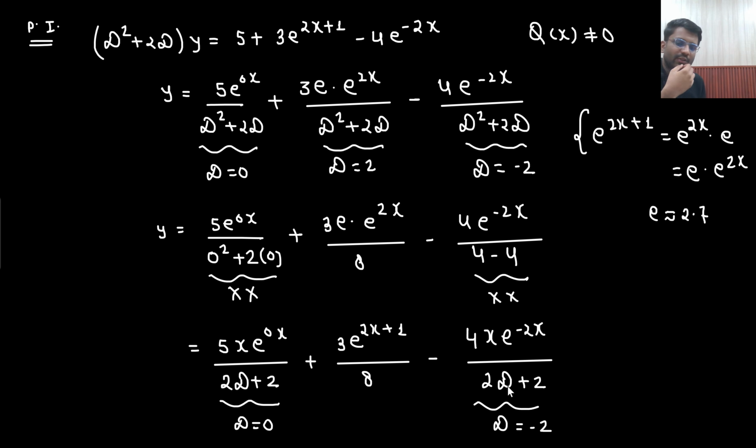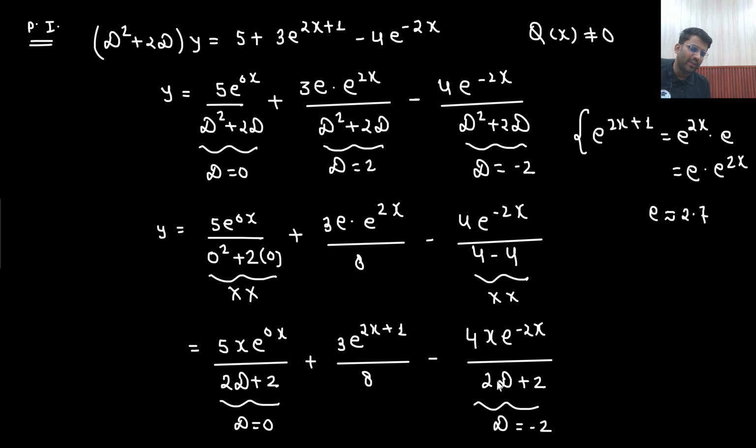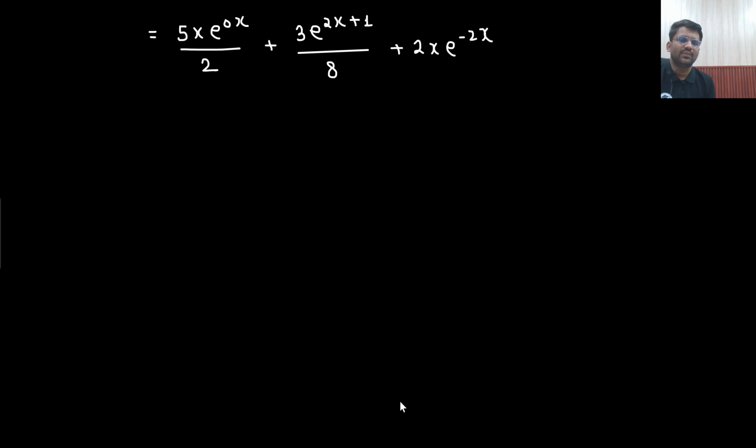Now, if you put d equals to minus 2 here, what will you be getting? Minus 4 plus 2 will be minus 2. So minus minus will become plus. This will become 2x. So the answer is 2x e to the power minus 2x. This is what we are getting.